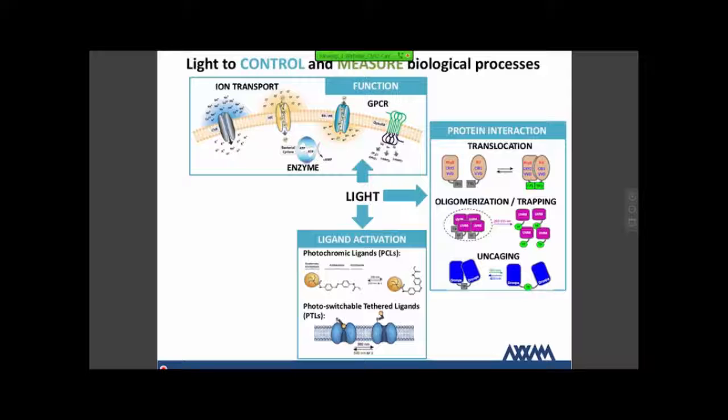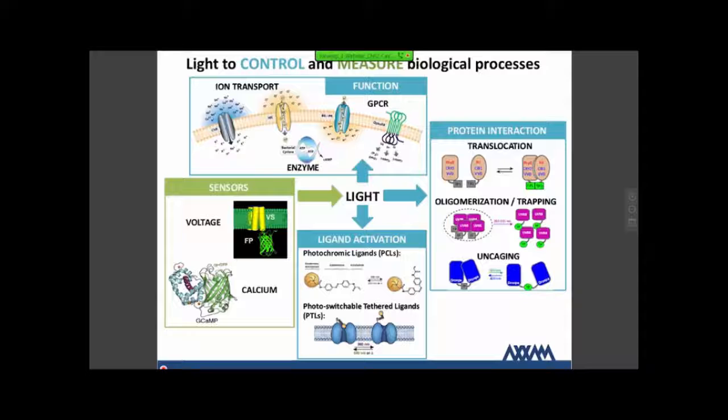There is also a growing family of ligands, which can be actually activated in a very fast and reversible way by light. They are called photochromic ligands, and they can also be tethered to a specific receptor of interest. And the last family of optical tools, let's say, are genetically encoded sensors. These proteins are genetically encoded, and they can sense changes in a cellular environment. For example, we have membrane voltage sensors, and we have calcium sensors. Some of them are very well known, like the GCaMP.